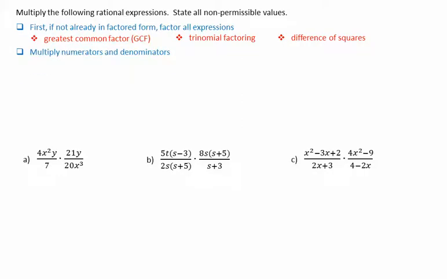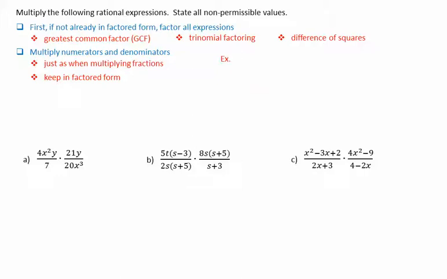We then multiply the numerators by each other and the denominators by each other. This is just like when multiplying fractions. Keep it, however, in factored form. Do not distribute or use FOIL.